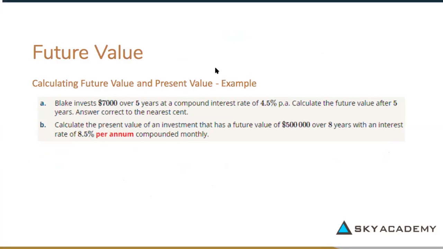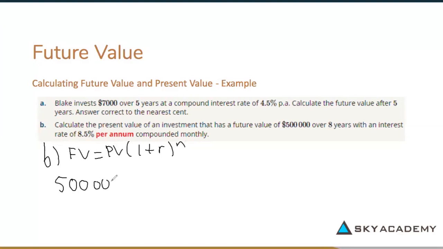Firstly, once again, you'd write out your formula because that is what you know. So for B, our formula is our future value equals the present value times 1 plus R to the power of N. And now we're going to fill in what we know. So this investment has a future value of 500,000. So we'll put that in. The future value equals, we have to calculate the present value, so we're not sure what the present value is yet. 1 plus, what is our rate? Our rate is 8.5% per annum compounded monthly.